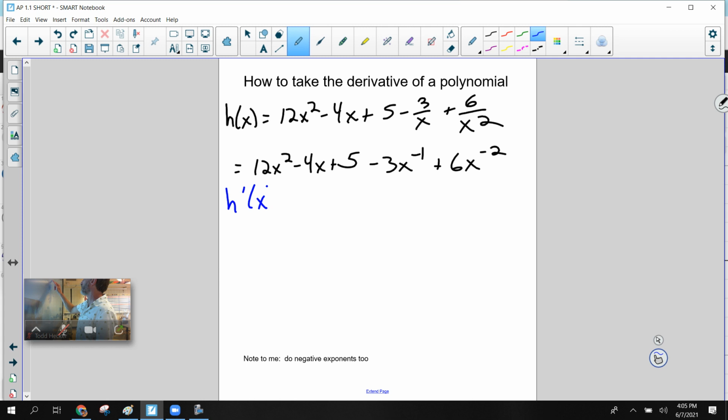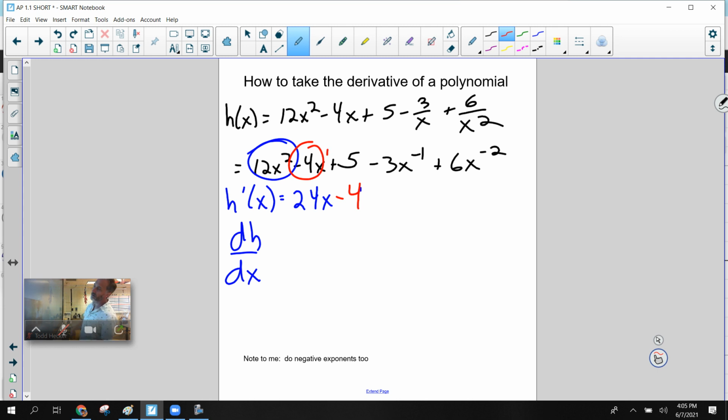H prime of x, or dh dx, is, well, let's see. It's going to give me 24x to the first minus 4. Oh, I guess we can color code, right? Minus 4. Right, because this is 4x to the first, 1 times 4, and then x to the 0 is 1.